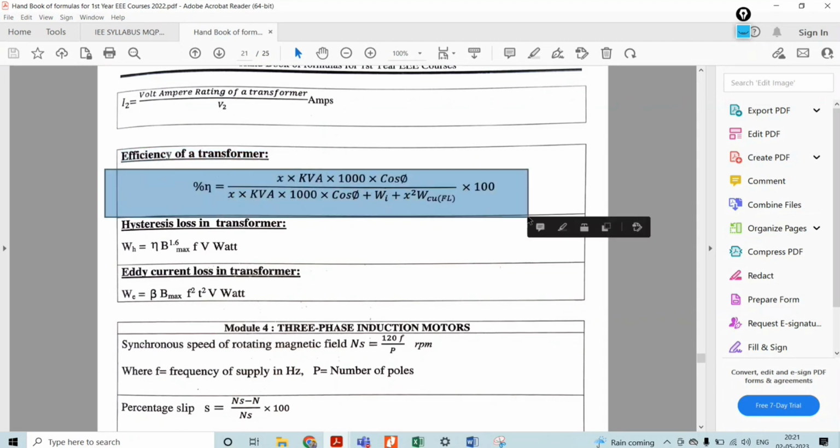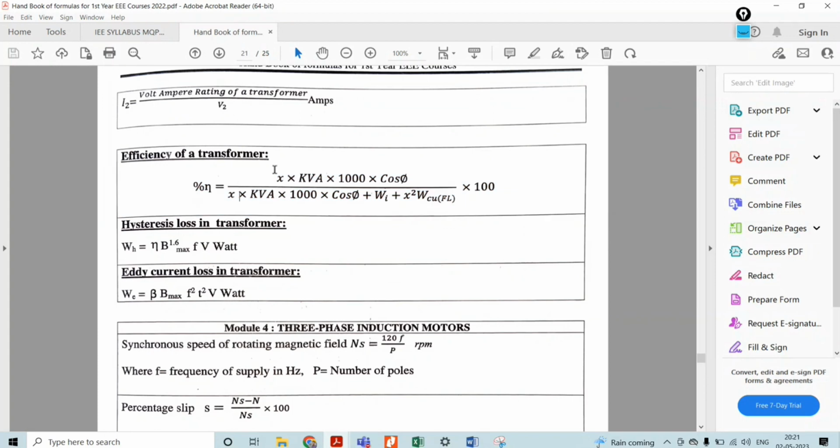Efficiency is X into kVA into 1000 into cos phi, divided by X into kVA into 1000 into cos phi plus Wi plus X squared into Wcu. Why this X? X is fractional load, half load or 25% of the load, 75% of the load.